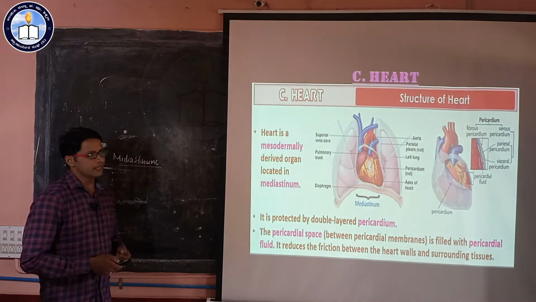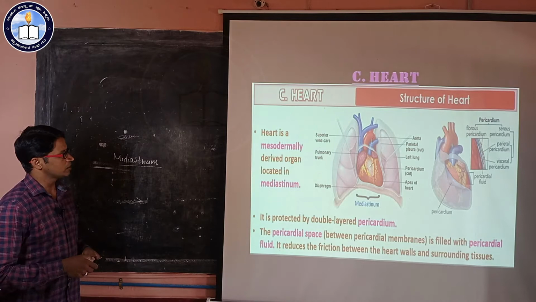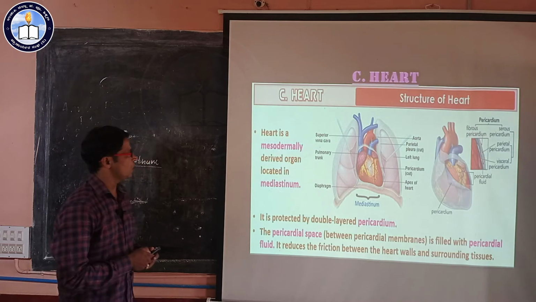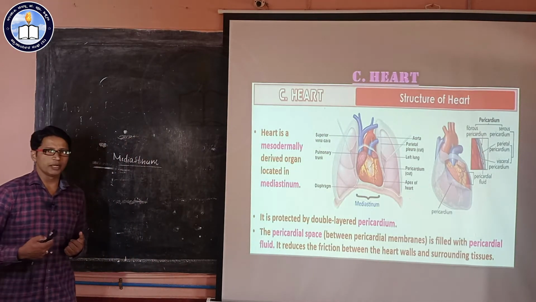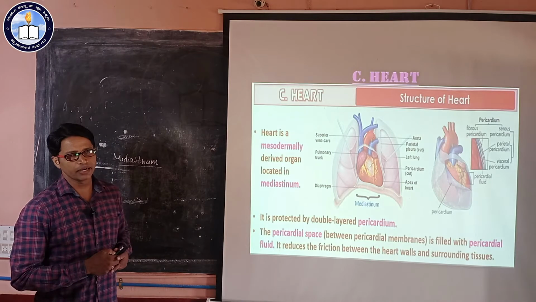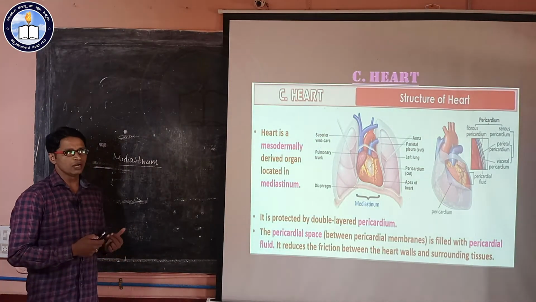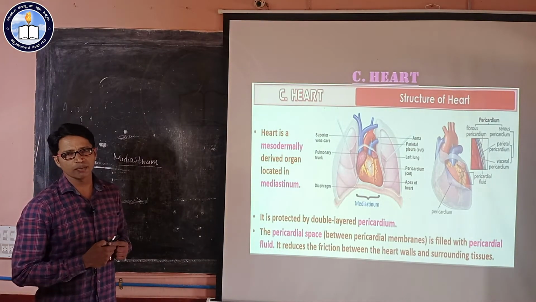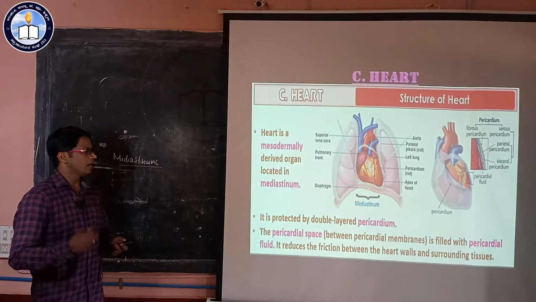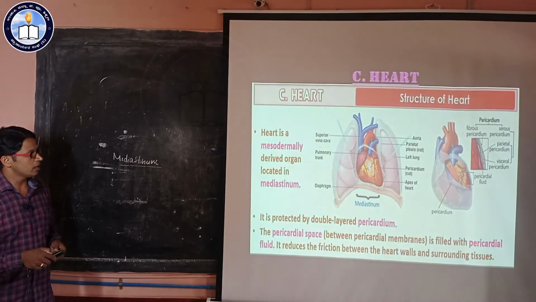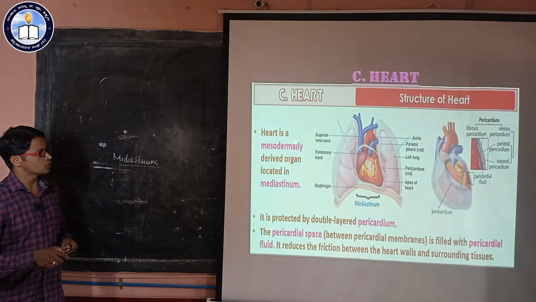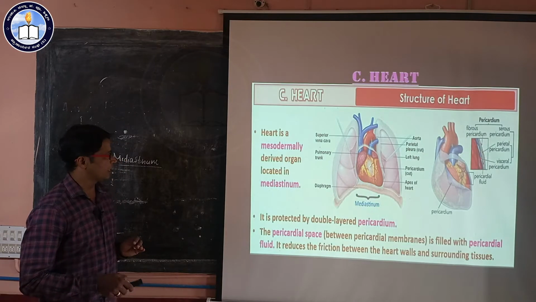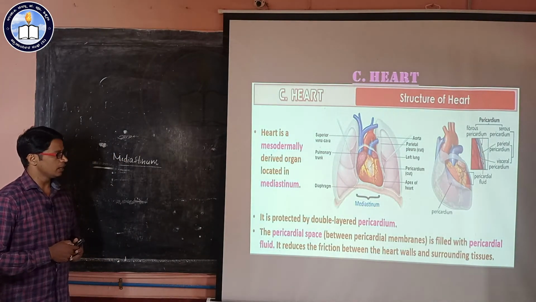The heart basically originates from mesoderm. We are all triploblastic organisms or animals. From the outer ectoderm, middle mesoderm and inner endoderm, we all are derived. Some of the organs in our body are derived from ectoderm, some from the mesoderm and some from the endoderm. Here the heart is derived from mesoderm. So this mesodermally derived organ is present in the thoracic chamber called the mediastinum.